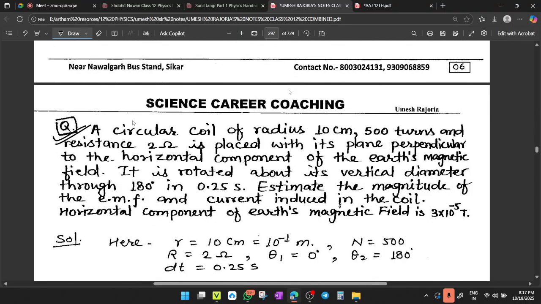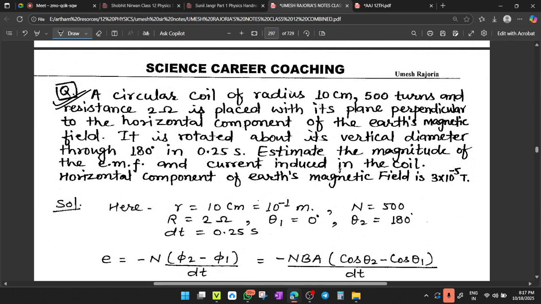Here is a numerical. A circular coil of radius 10 centimeter, 500 turns and resistance of 2 ohm is placed with its plane perpendicular to the horizontal component of the earth's magnetic field. It is rotated about an axis along its vertical diameter through 180 degrees in 0.25 second. Estimate the magnitude of the EMF and current induced in the coil. Horizontal component of earth's magnetic field is 3 into 10 to the power minus 5 Tesla. Yes, this is a CBSE, NCERT book question, very important.